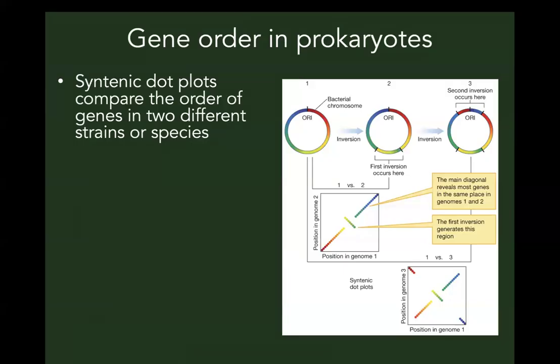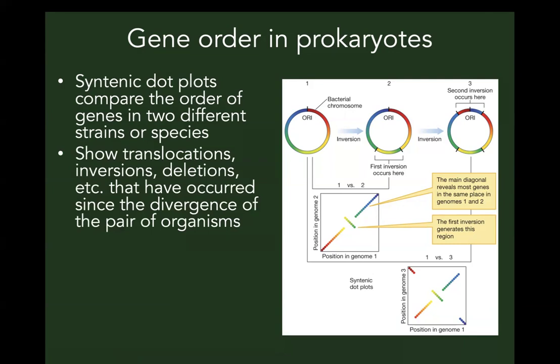All right, I'm going to shift topics a little bit to think about how we can identify similarities or differences in prokaryotes in gene order. By gene order, I literally mean if you look along the bacterial chromosome and see what codes for what, as shown by this color here, how does that line up with how other bacteria code for things? This kind of graph is called a syntenic dot plot, and it's comparing the order of genes in two different strains or species.